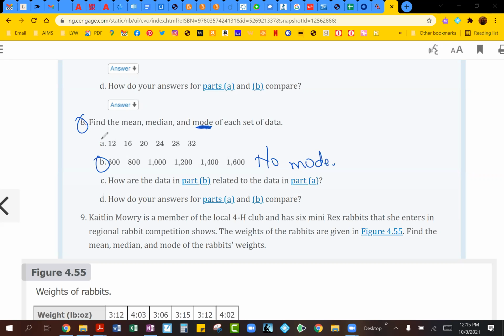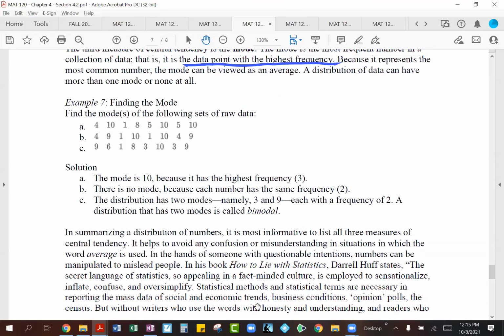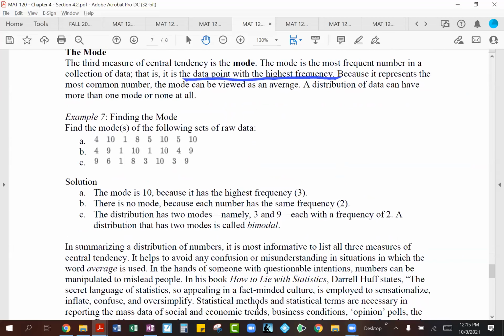For that matter, even part A, if you look at that, there are no repetitions happening there. So even that one we would say has no mode. So you don't have to have a mode in all examples. Again, it will just depend from set to set what it would end up looking like. And they're kind of walking you through those examples over here.